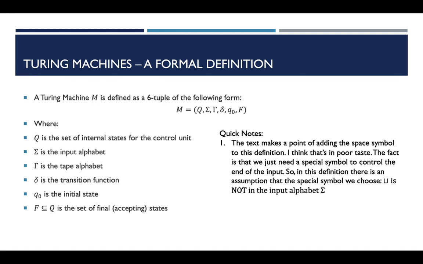So while they call it in the textbook a 7-tuple, I call it a 6-tuple. If you look at the textbook's definition, they're going to have a square here somewhere around the Q0 or the F. I've removed it, and the reason I've removed it is I have simply added it as an assumption that we have our squared-out cup here symbolizing our space, and that symbol cannot be inside of the input alphabet.